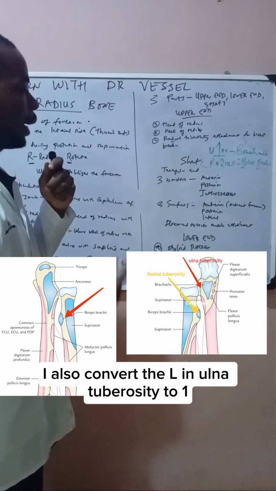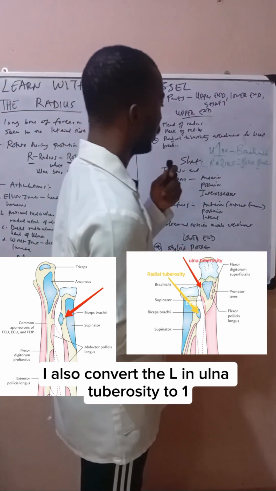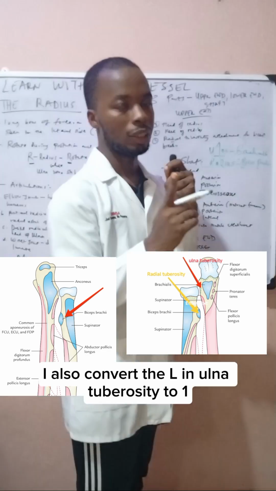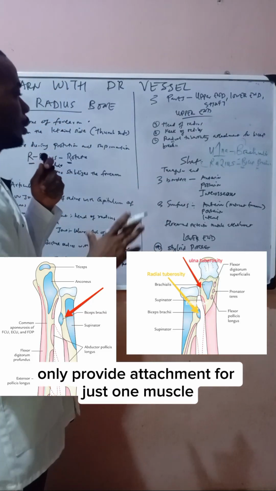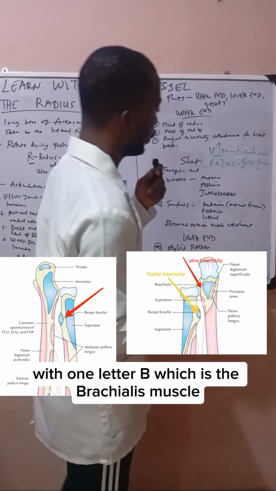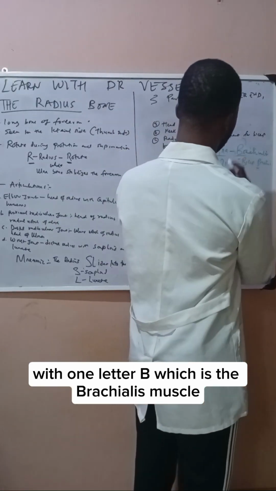Now you also convert the L in ulnar tuberosity to 1. This will help you remember that the ulnar tuberosity only provides attachment for just one muscle with one letter B, which is the brachialis muscle.